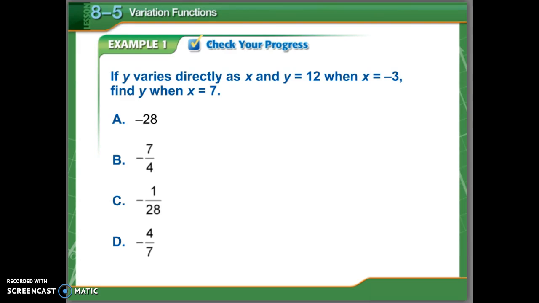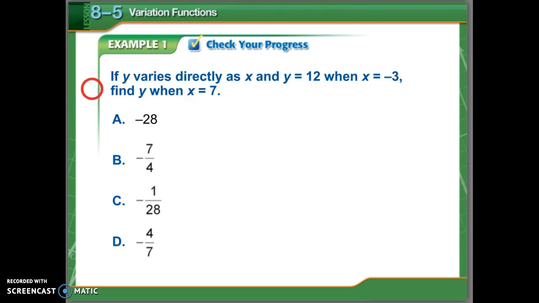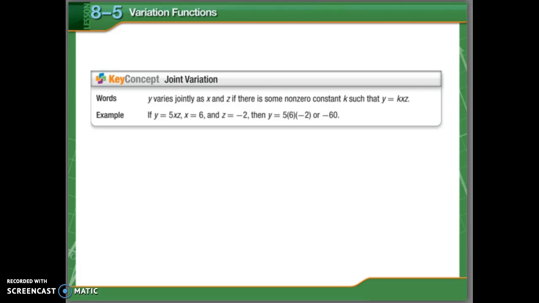Here's a check your progress problem. It's pretty simple. When you have your answer, go on to the next screen. Okay, our answer for this problem is A, negative 28. Key here is that y is negative 4 times whatever x is. So if you just multiply 7 times negative 4, you get negative 28.